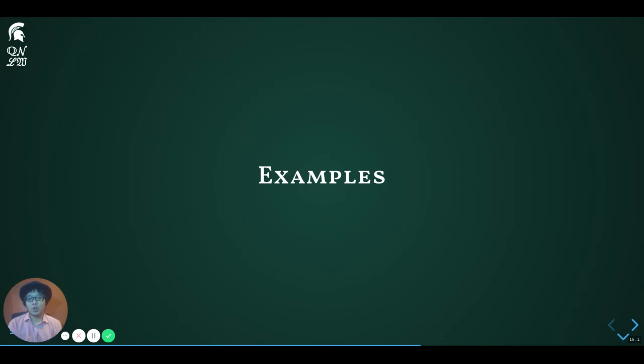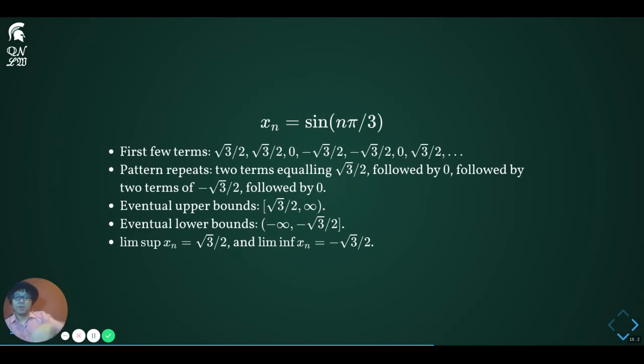Let's finish this lecture by showing a couple of examples. First, we have x_n equaling sine of n pi over 3. If we write out the first few terms, we find it to equal root 3 over 2, root 3 over 2, 0, minus root 3 over 2, minus root 3 over 2, 0, and the pattern repeats itself, with two terms of root 3 over 2 followed by a 0, and two more terms of minus root 3 over 2 followed by another 0.